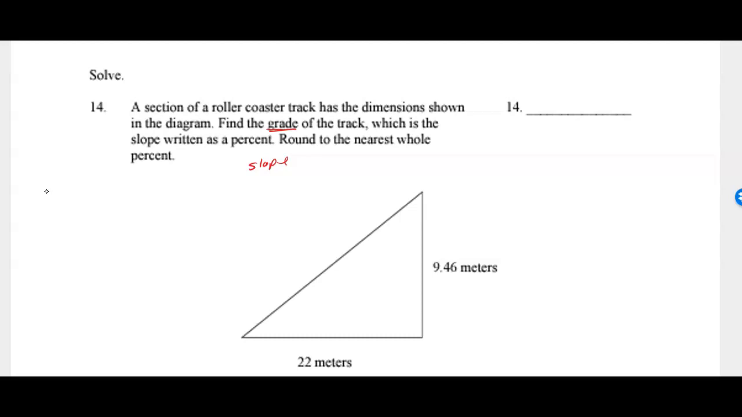So this is the rise. This is the run. The most basic definition of slope is rise over run. So I get 9.46 divided by 22. And whatever number that comes out to be for slope, I'll round that to the nearest percent. And let me find my calculator.